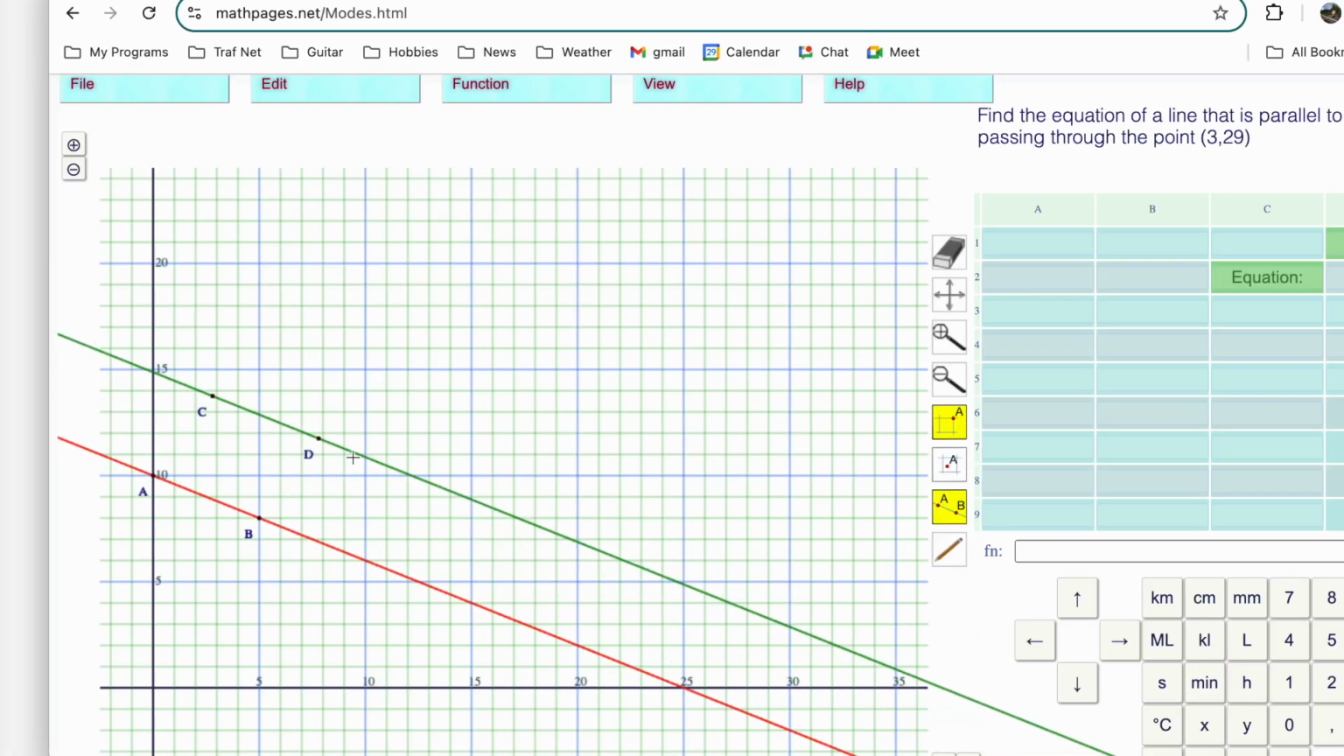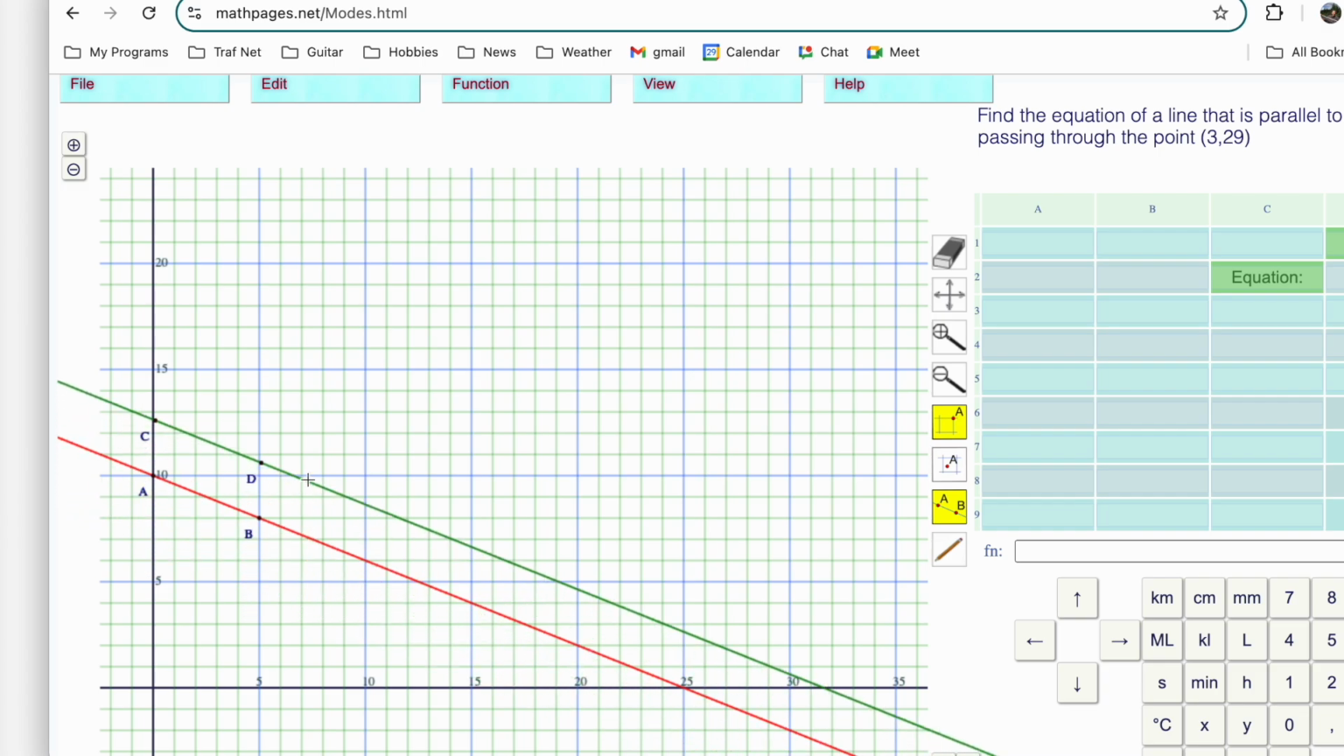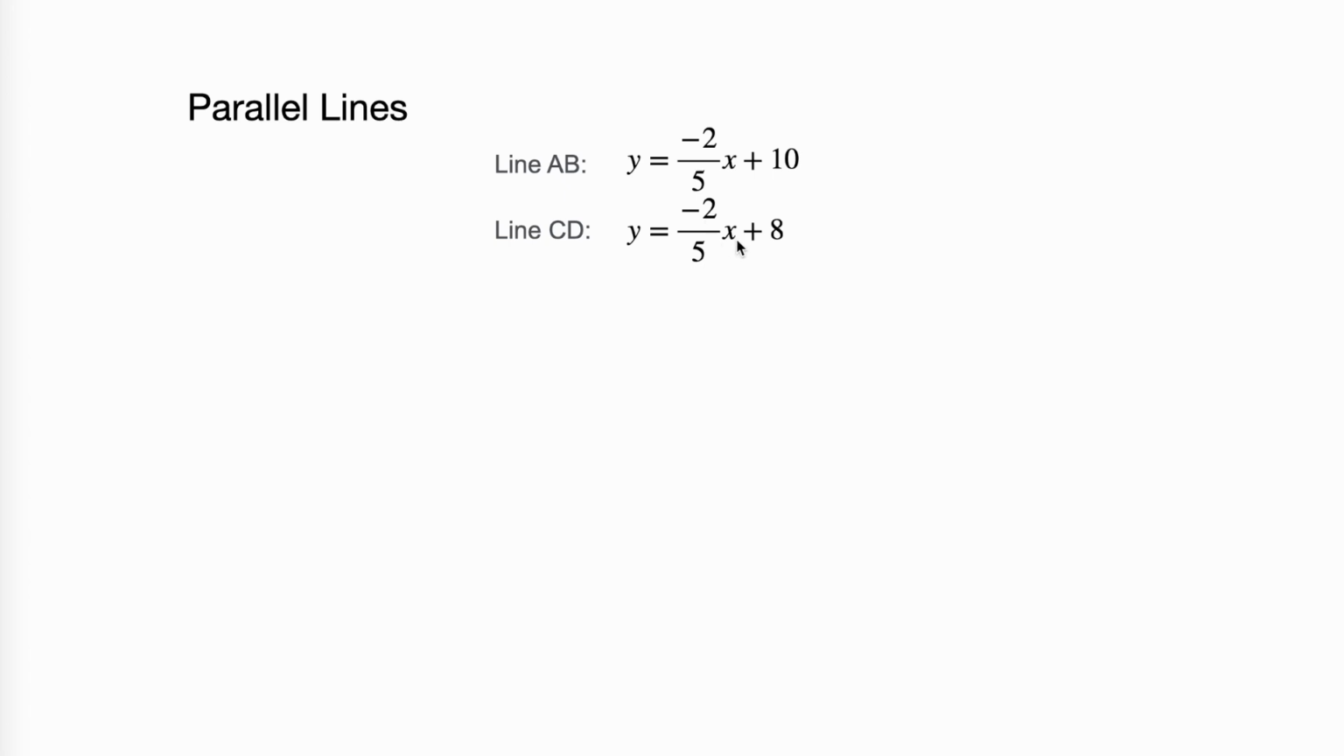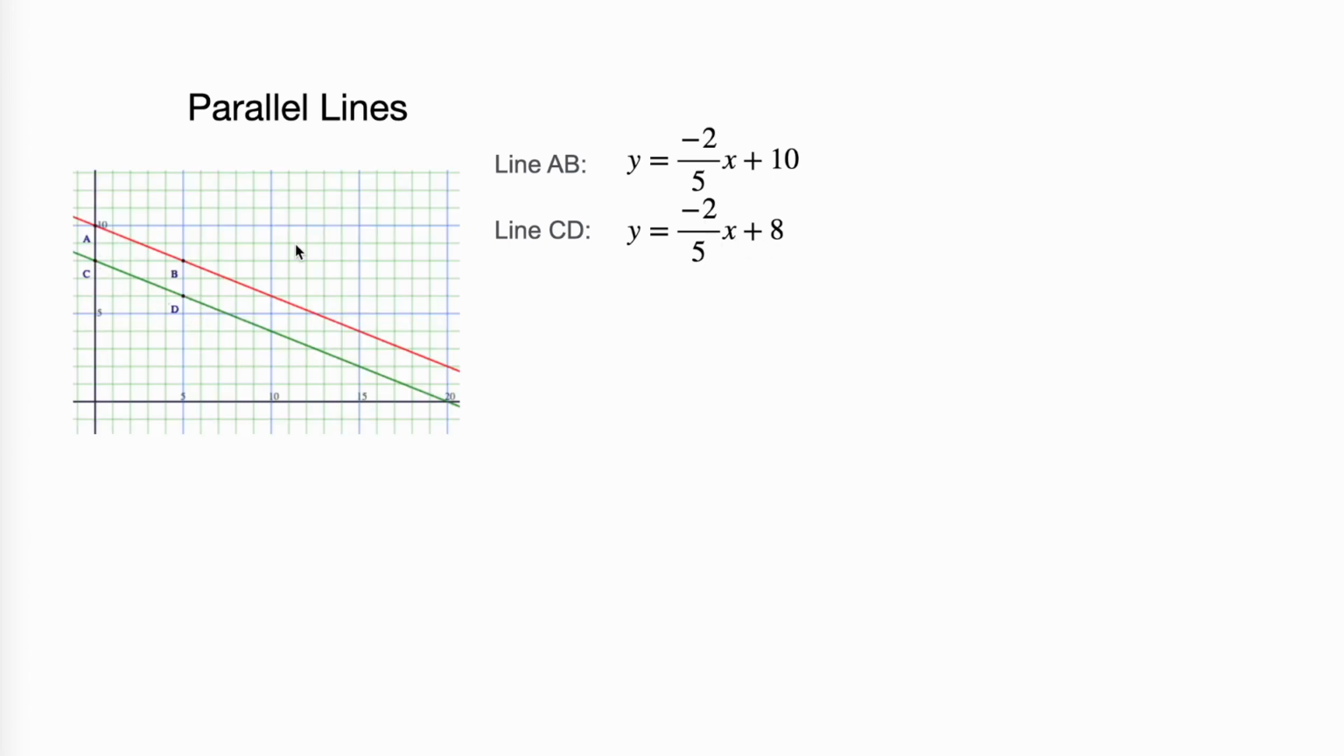If I want to copy that line and move it around, notice these are all parallel. Notice what parallel lines have in common. They have the same slope. If I was to plot it here, where it's crossing at the 8, we end up getting two parallel lines. We end up getting negative 2/5 x plus 8. Notice they have exactly the same slope. Negative 2/5, negative 2/5. Parallel lines always have the same slope.